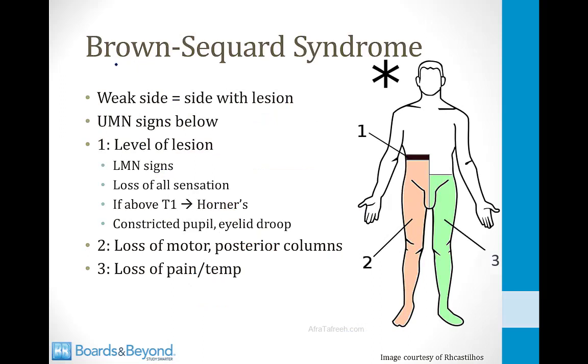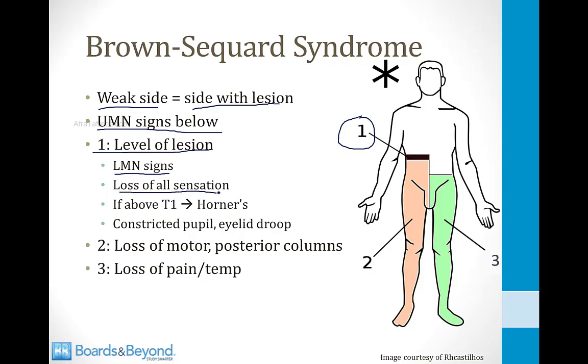This slide shows a picture that is often used to depict the neurologic findings in the Brown-Séquard syndrome. Remember that the weak side of the body is the side with the lesion. You will see upper motor neuron signs below the level of the lesion. Then there are basically three areas with different neurological findings. The first area is the level of the lesion, area 1. At this level only, you will see lower motor neuron signs and also loss of all sensation.